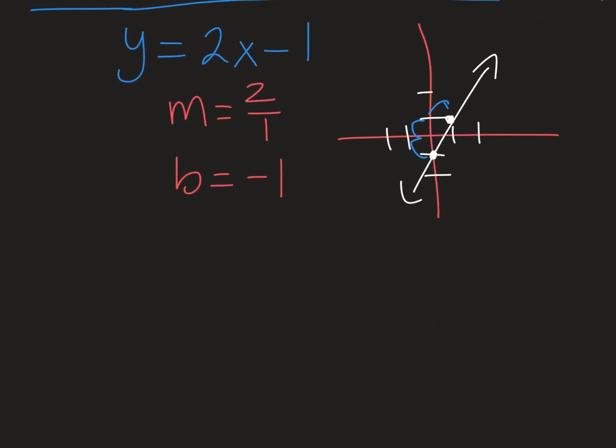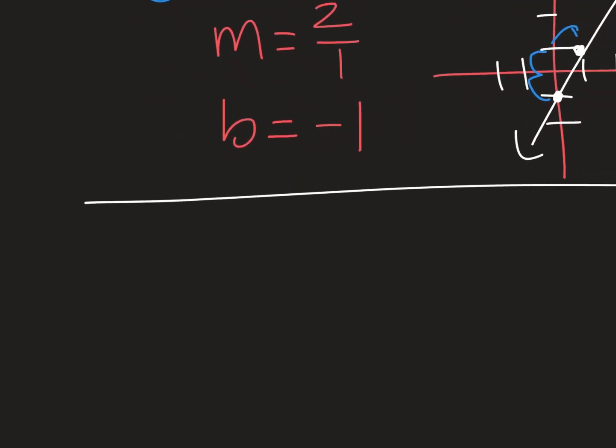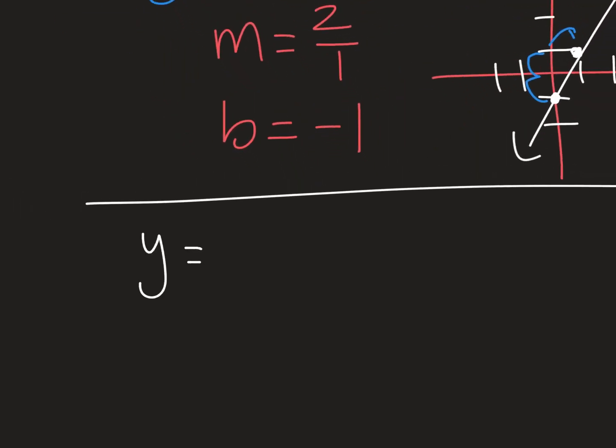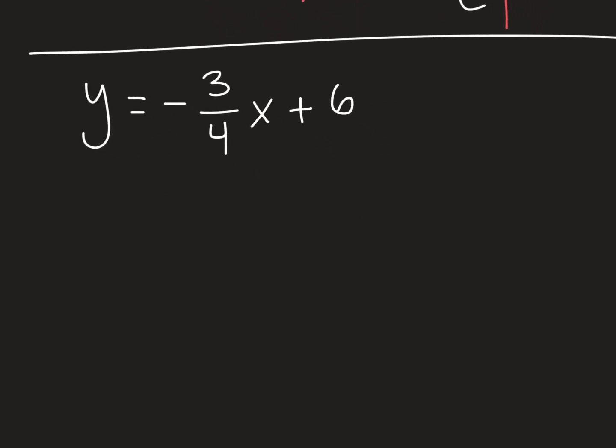We've done 2 examples of positive slope, so let's look at an example of negative slope. y equals, and this time I'll make it a fraction, y equals -3 over 4 x plus, let's say, 6. Before we start asking questions, identify m and b before you do anything. So write down m and b first.